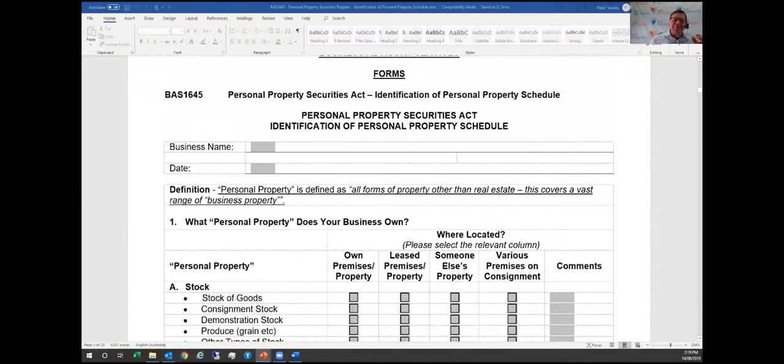So please envisage that your client has commissioned you to conduct a Personal Property Securities Register review. Our recommendation is you would do it today on where everything was situated last night.